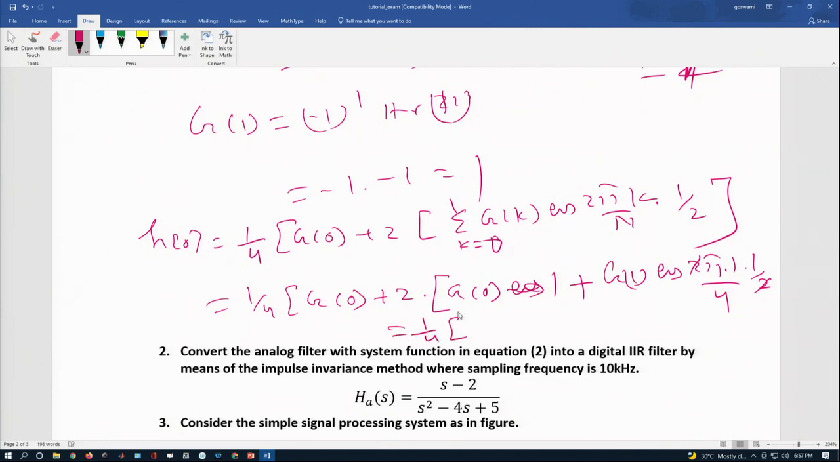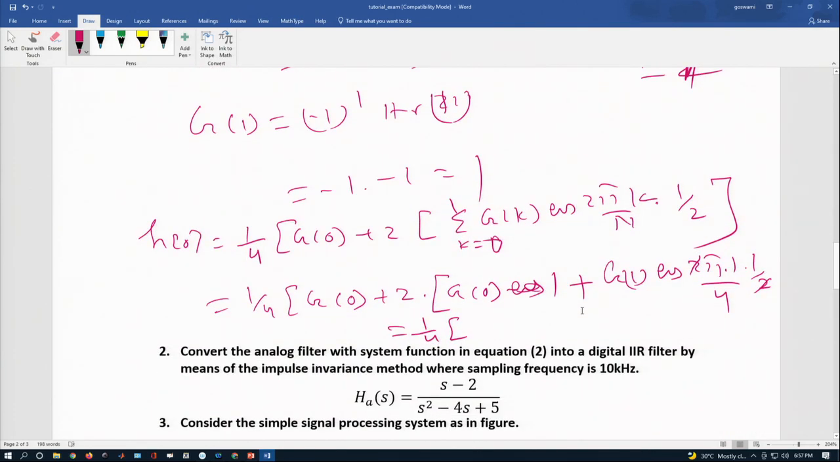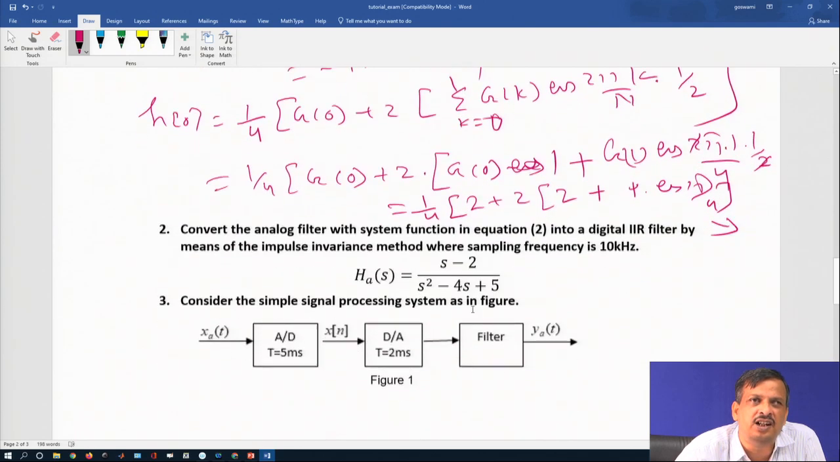What is the value of G0? The G0 value is 2. So I can say 1 by 4 times 2 plus 2 into 2 plus G1, which is 1, into cos pi by 4. So I can calculate the value. You have to compute the value and then give that answer. That is very much required. All the questions in section C are numerical, related to the value.